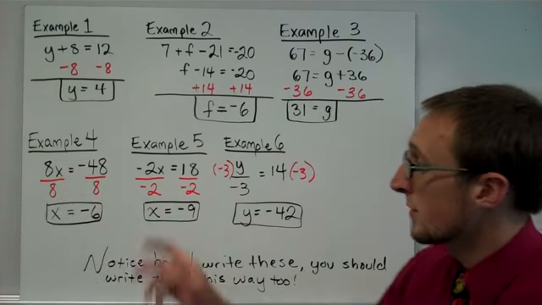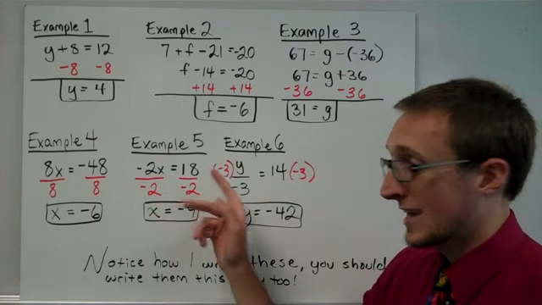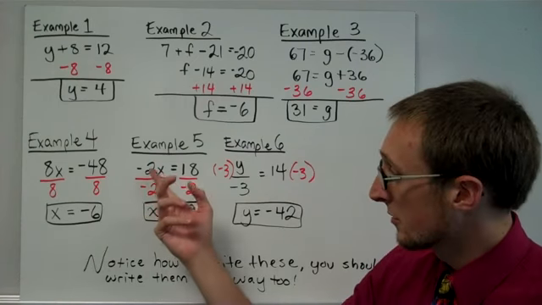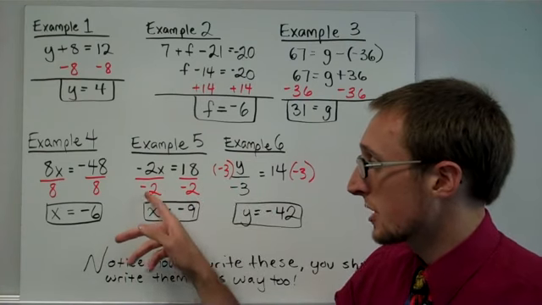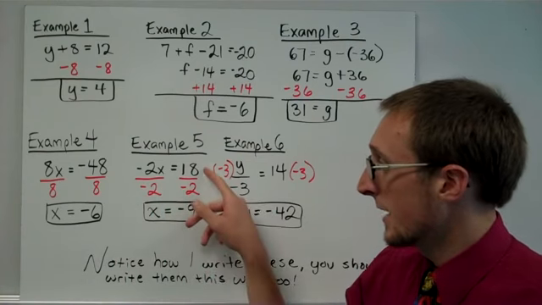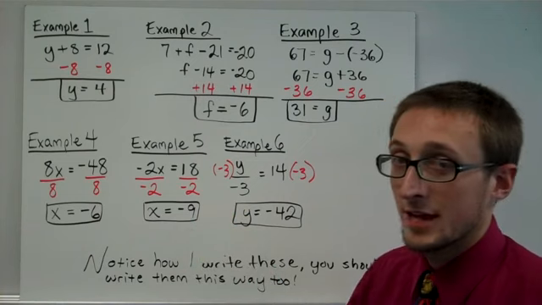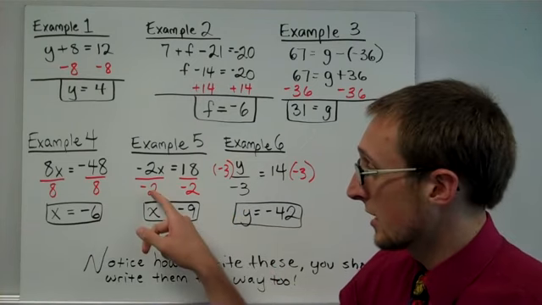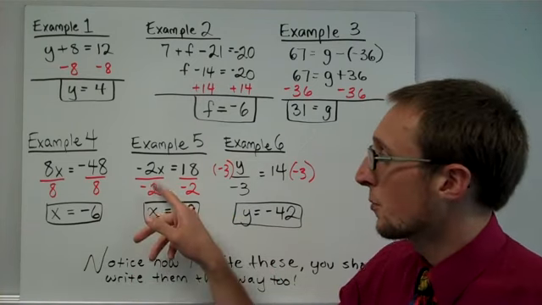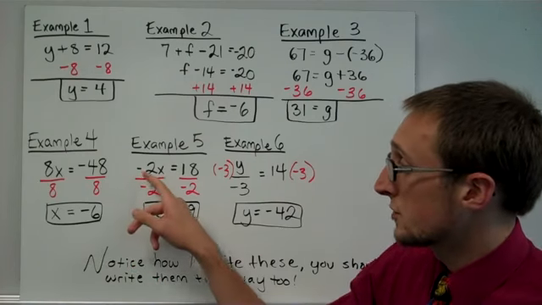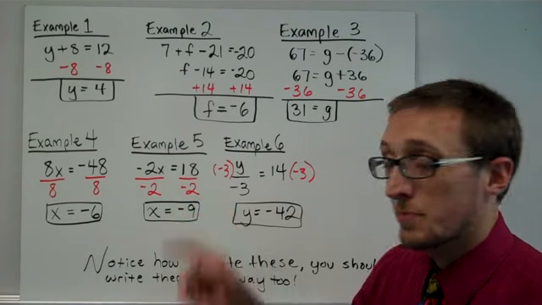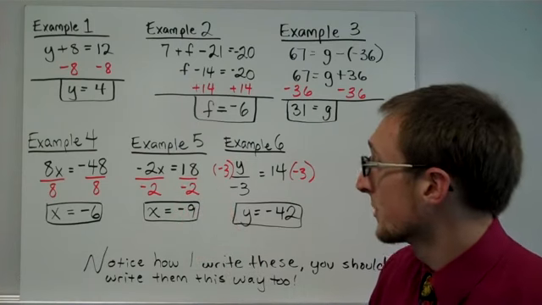Now example 5. We have negative 2x equals 18. Once again, this is multiplication, so we're going to divide on both sides. We're going to divide both sides by that negative 2. 18 divided by negative 2 is negative 9. And these cancel out or simplify to a 1, so 1x equals negative 9. Negative 2 times negative 9 is positive 18, so we are right.